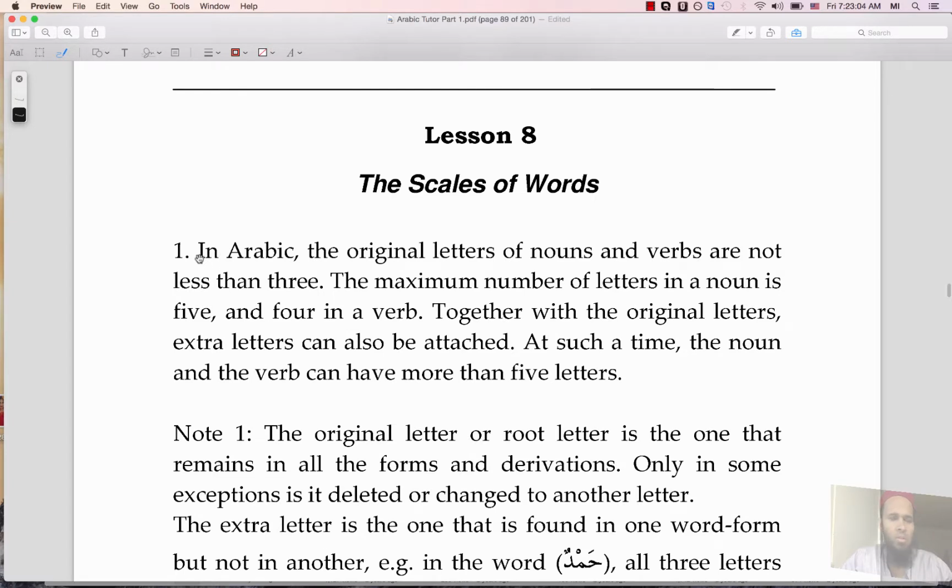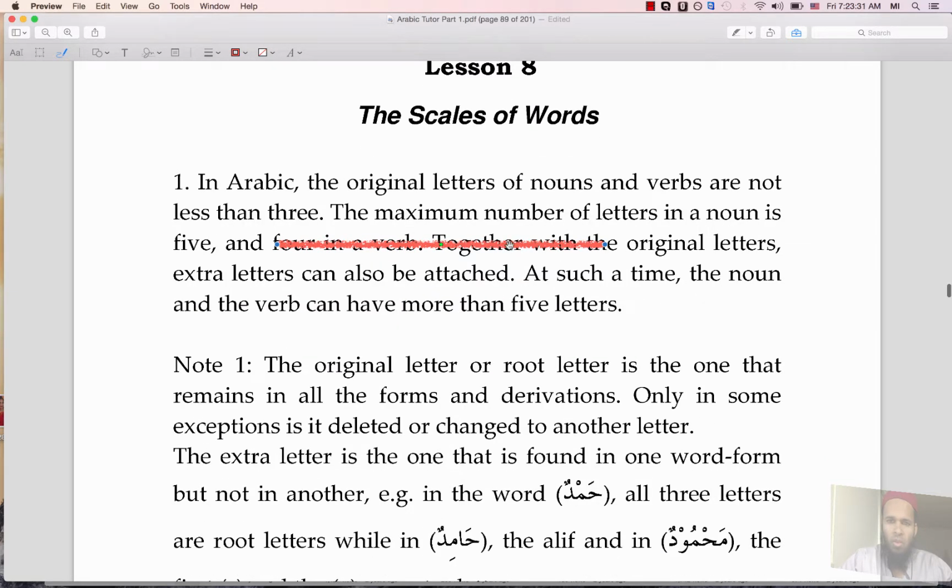Wazn. In Arabic, the original letters of nouns and verbs are not less than 3. So it's at least 3 or more. The maximum number of letters in a noun is 5 and in a verb is 4. So the maximum number of letters in a noun is 5 and the maximum number of letters in a verb is 4.